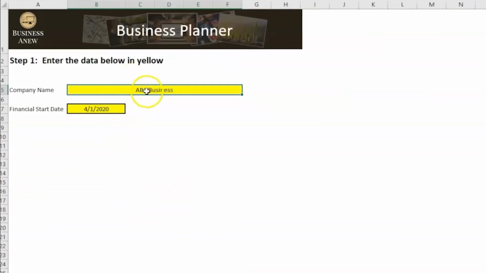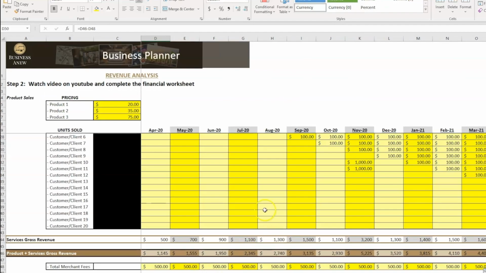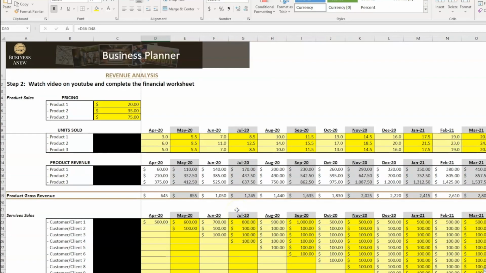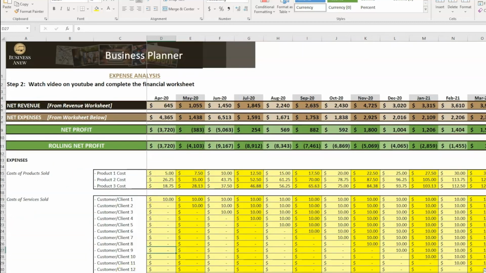Let's do this thing. All right, so what we'll see here and what we did in step number one with the revenue is that, of course, we just put in our business name and our financial start date. And then we went through the revenue in detail, product revenue, and then service revenue as well. Now we're on step two of kind of expenses that we're looking at here.